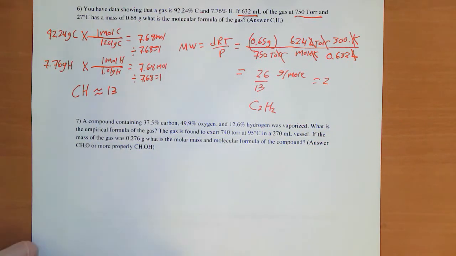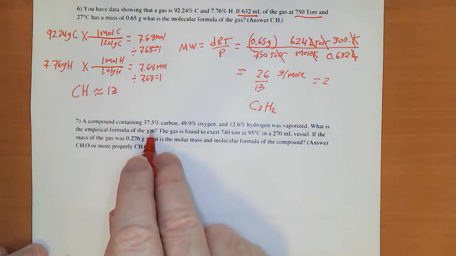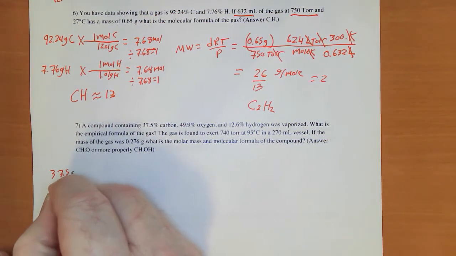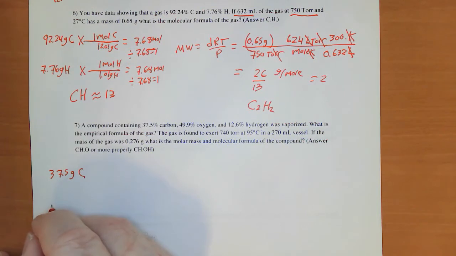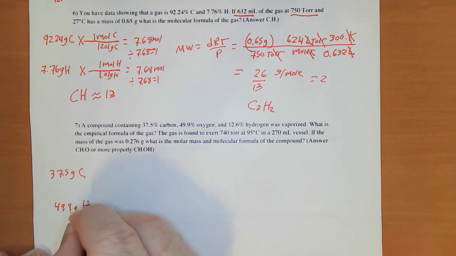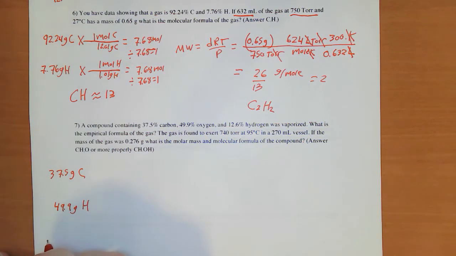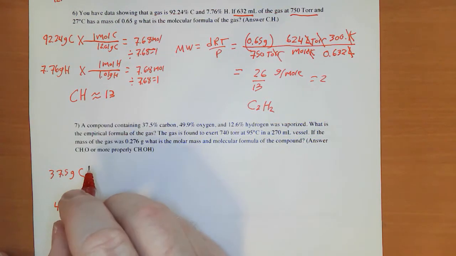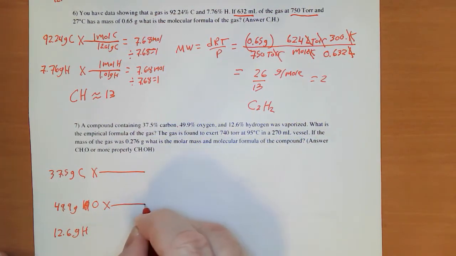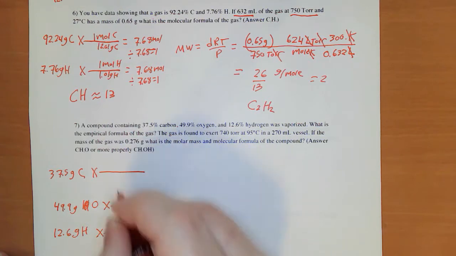All right. Now, got another one here. Carbon, hydrogen, and oxygen. 37.5 grams carbon, 49.9 grams oxygen, 12.6 grams hydrogen. Okay, boom, boom, boom.